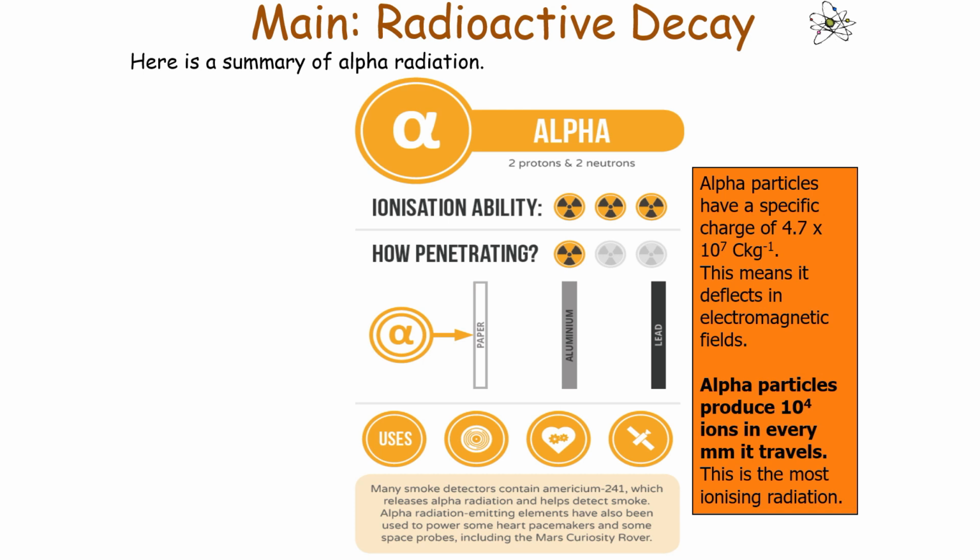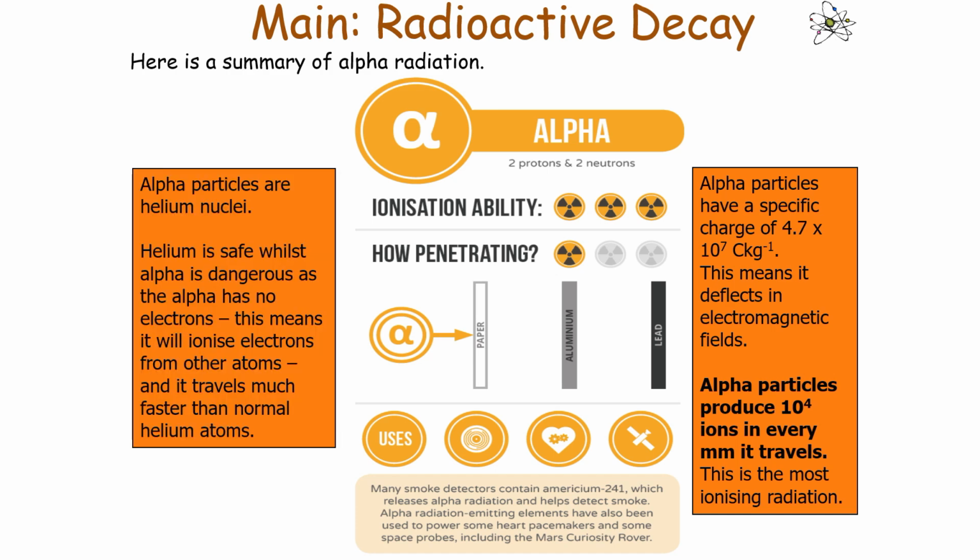So it's important that alpha particles will deflect in electromagnetic fields, and alpha particles produce 10 to the 4 ions in every millimeter it travels, which is the most ionizing type of radiation. Now alpha particles are just helium nuclei. Now it's important that helium is safe whilst alpha is dangerous, as the alpha has no electrons, which means it will ionize electrons from other atoms, and it will travel much faster than normal atoms. So that's why alpha is dangerous.